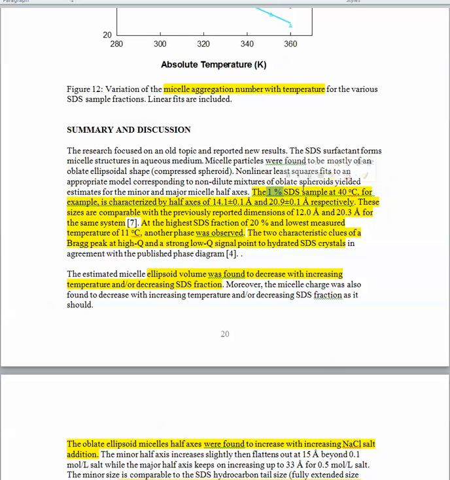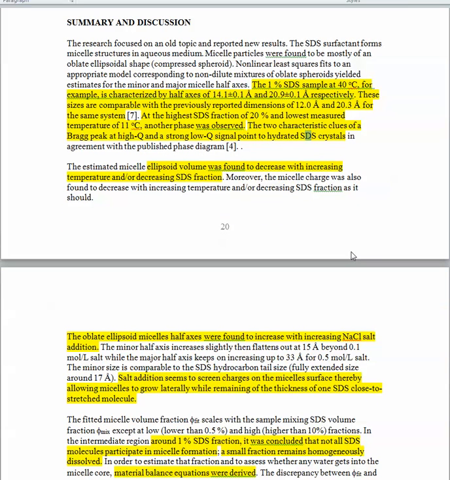Like for example, the 1% STS sample at 40 degrees C is characterized by half-axes around 14 and 21 angstroms respectively. These sizes are comparable with the previously reported dimensions of 12 and 20 angstroms in the literature for the same system. At the highest STS fraction of 20% and lowest measured temperature of 11, another phase was observed. Two characteristics include Bragg peaks at high Q and a strong low Q signal, pointing to hydrated STS crystals. So we're able to observe crystallization of STS at low temperature and high fractions.